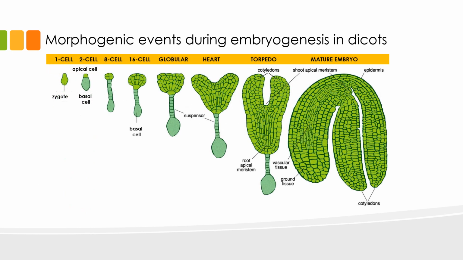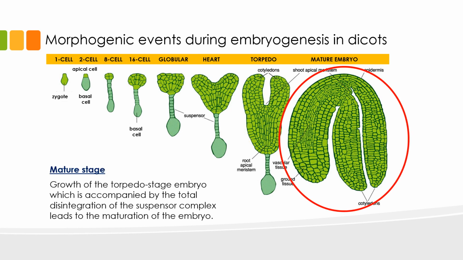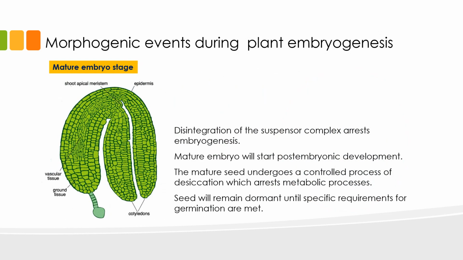Lastly, we have the embryo at the mature stage. The growth of the torpedo stage embryo, which is accompanied by the total disintegration of the suspensor complex, leads to the maturation of the embryo. The disintegration of the suspensor complex signals the end of embryogenesis.